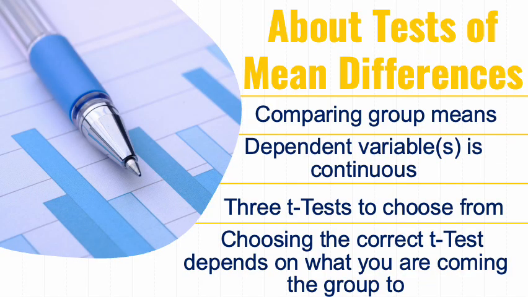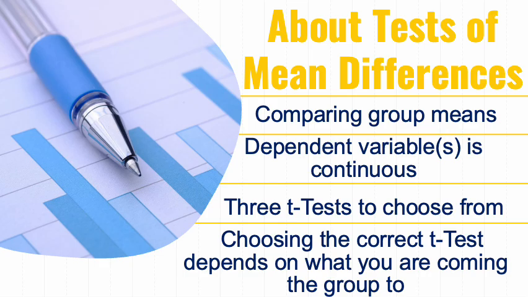Tests of mean difference are the category of tests that you will want to use when you are comparing group means and your dependent variable of interest is at the continuous or interval or ratio level. If your dependent variable of interest is categorical, such as nominal or ordinal, you will not be able to compare means, as categorical data does not lend itself to mathematical analysis such as means.